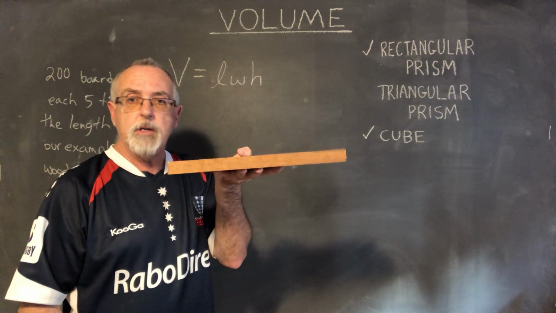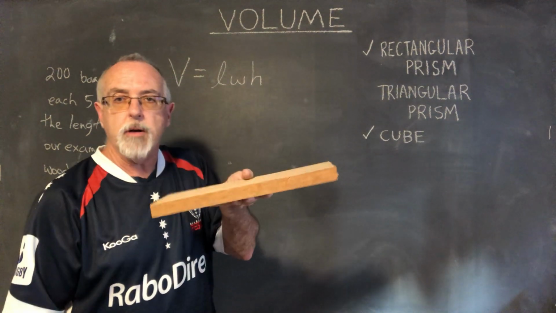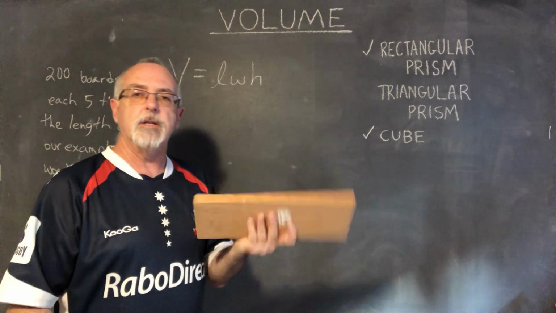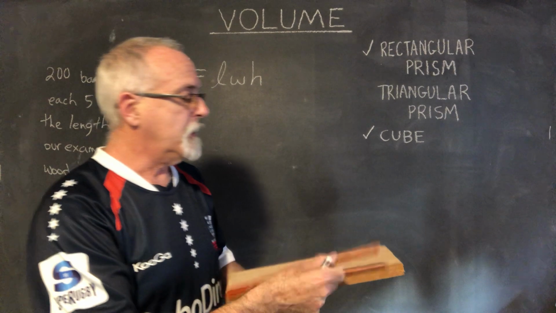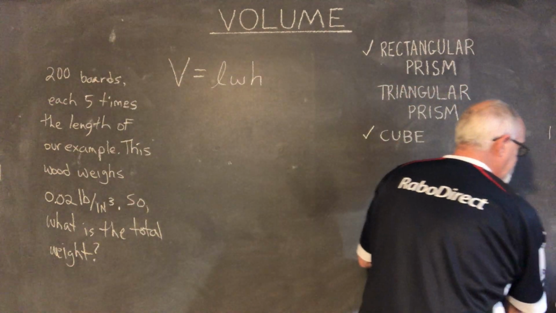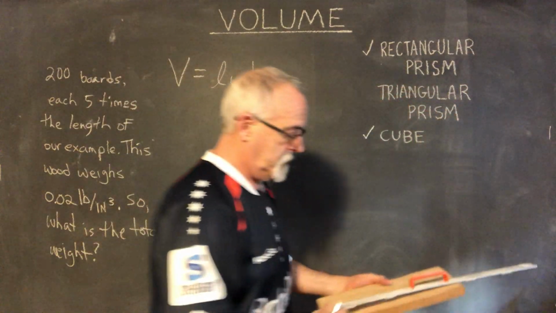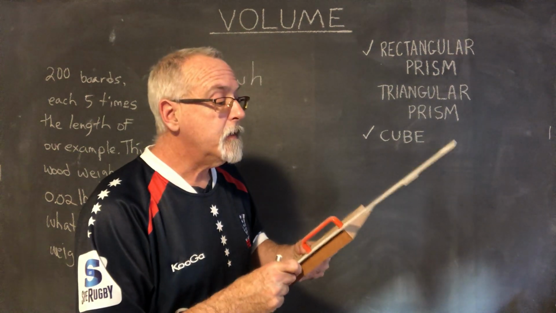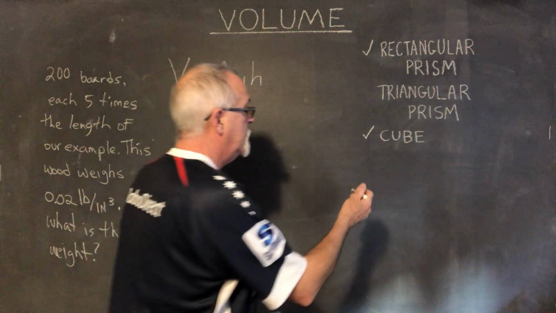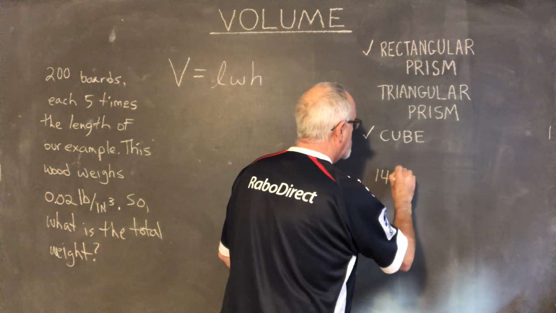It doesn't matter which face I want to say is the bottom. What is the length? What is the width? What is the height? I just need all 3. So let's say I put it on like this. I have to measure this length. This ruler is not long enough. So I'm going to use this one. And the length of this is 14 inches. Okay, I'll write that here.